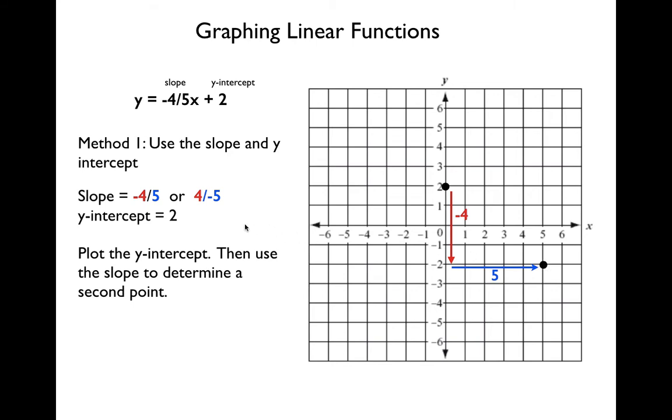Now we could also alternatively use this second interpretation of the slope, positive 4 over negative 5. And let's see if that gets us a point on the same line. So positive 4 means as y increases by 4, 1, 2, 3, 4, x decreases by 5, 1, 2, 3, 4, 5. And sure enough, that gets us another point on the line. We connect our points and we graph our linear function.